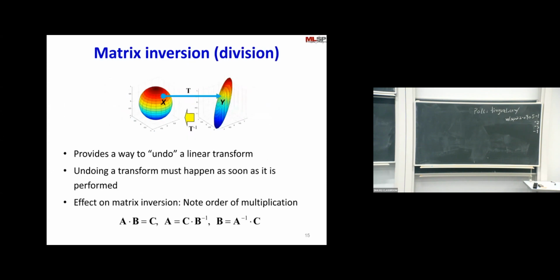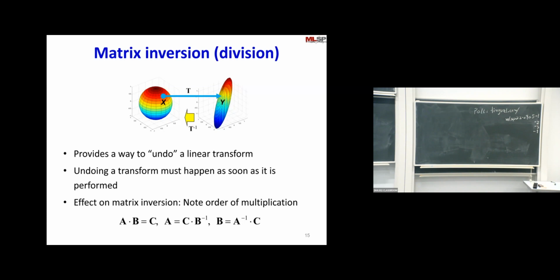Matrix inversion provides a way to undo a linear transform. So undoing a transform must happen as soon as it's performed. For example, if I think of A as a data matrix and B as a transform that transforms it from the right, then you're going to get a transformed data matrix C, right? So if I want to undo it, I must undo it immediately after I transform it.